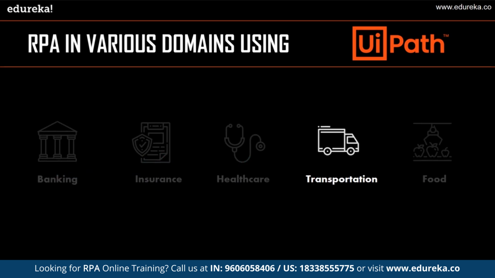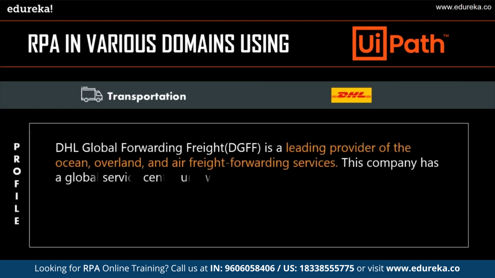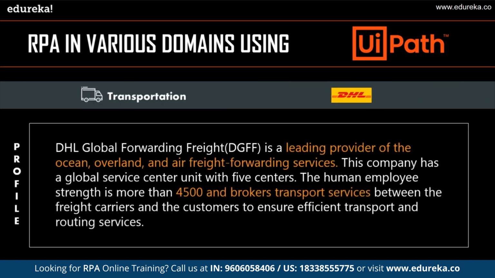To explain how RPA is used in the transportation industry, I've considered DHL. DHL Global Forwarding Freight is a leading provider of ocean, overland, and air freight forwarding services. This company has a global service center unit with 5 centers, and the human employee strength is around 4,500 employees. This company provides broker transport services between the freight carriers and the customers to ensure efficient support and routing services.